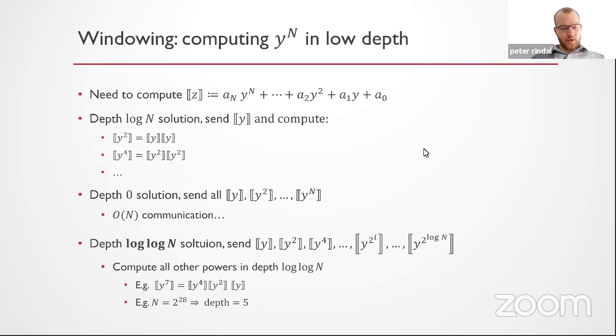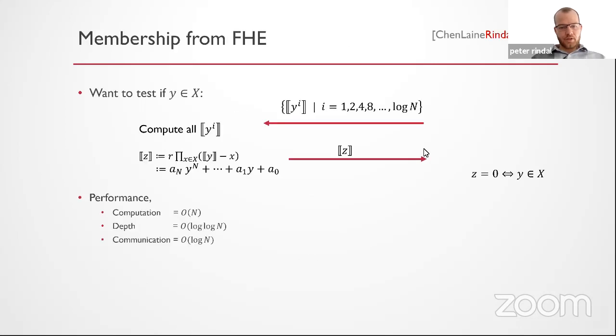So if we had depth 28, now we have depth 5, which is within our depth bound. And the communication overhead is not too much. We only require sending log N ciphertexts, which is acceptable by our standards. So now let's take a look at our membership test.